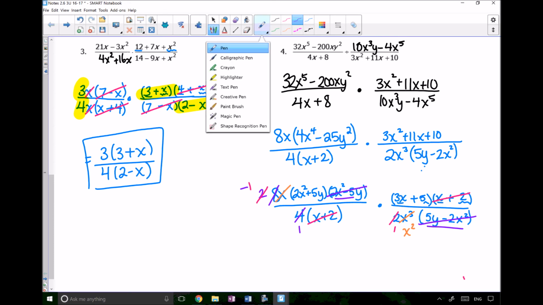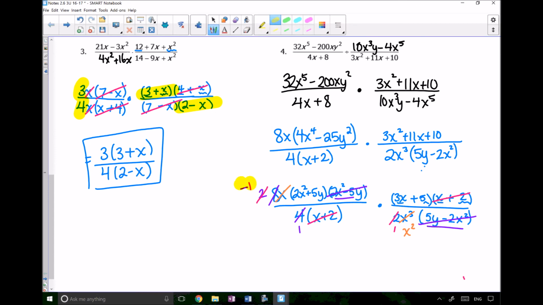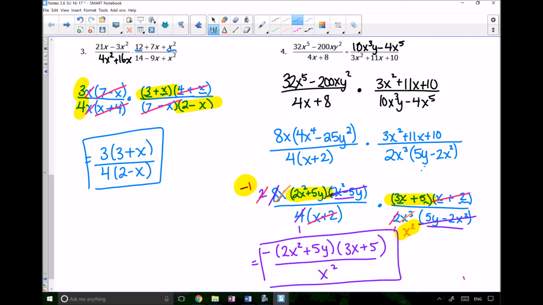So what do I have left to multiply together? I have a negative 1. I have 2x squared plus 5y. I have 3x plus 5. And then in the denominator, I have x squared. So that means that my final answer is going to be negative 2x squared plus 5y times 3x plus 5 all over x squared. And that's my final answer.